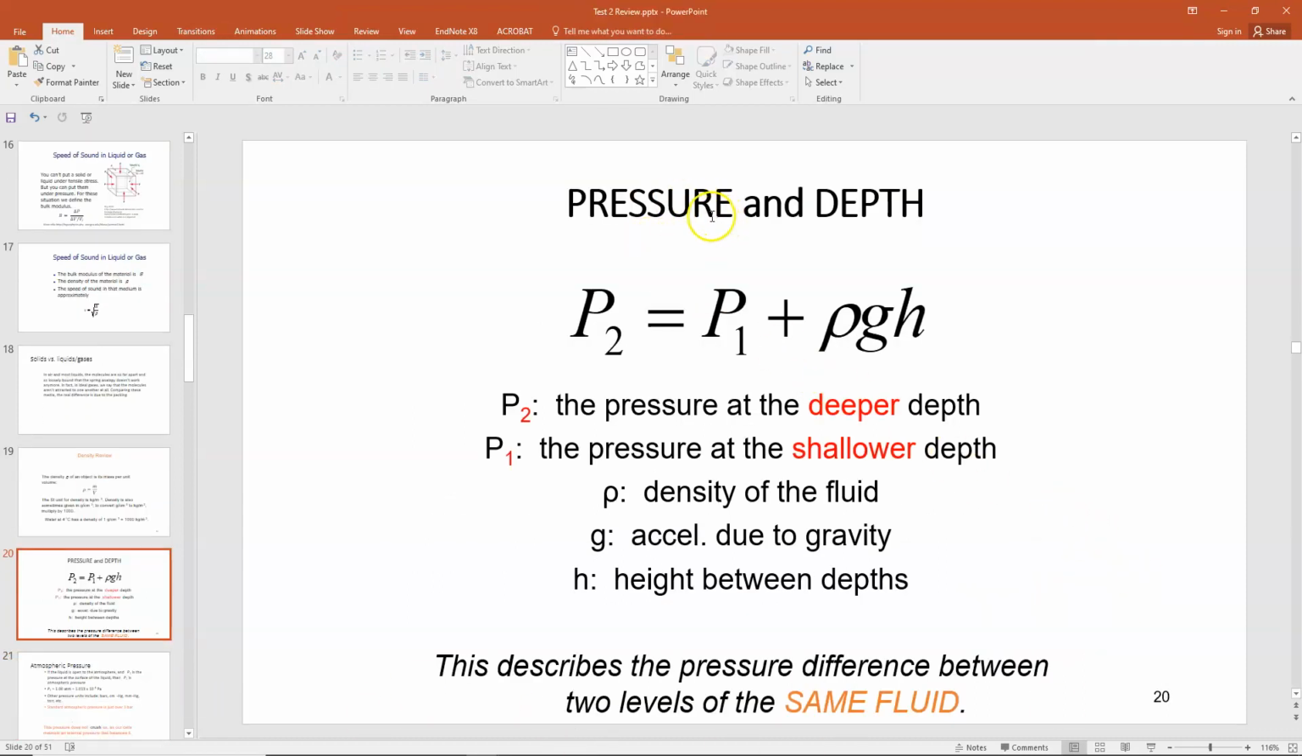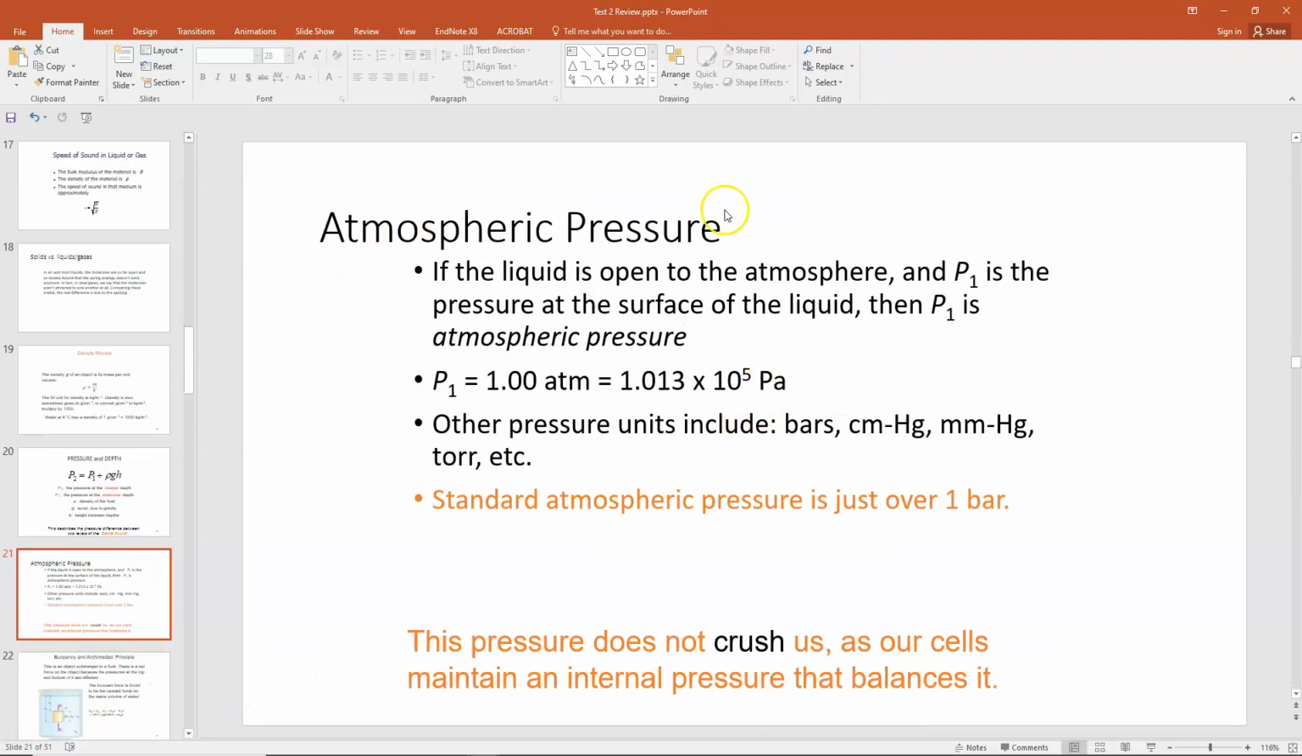Remember that the formula for the pressure change as you go down some depth in a fluid is delta P equal to rho g h. Rho is the density of the fluid, g is the acceleration due to gravity, and h is the height between depths. This describes the pressure difference between two levels of the same fluid. Remember that this is also the cause of the atmospheric pressure that we're experiencing right now.